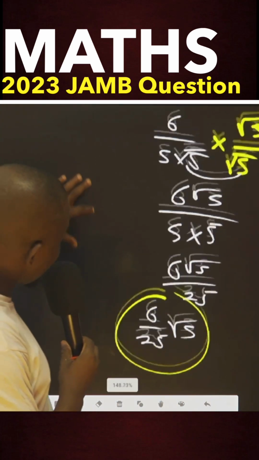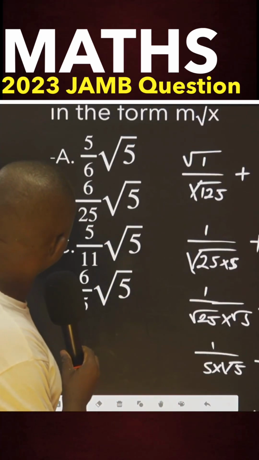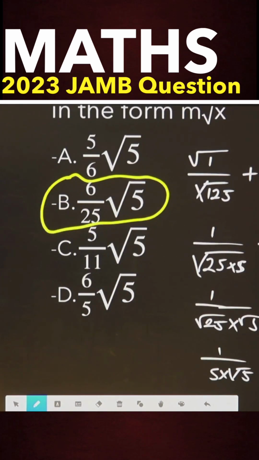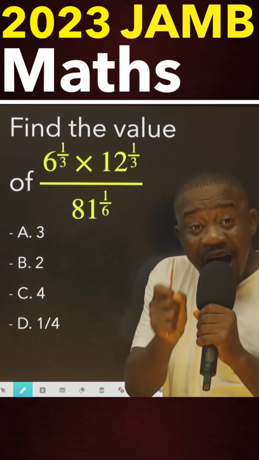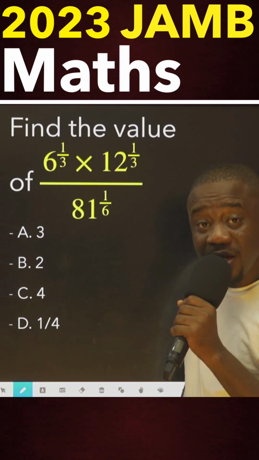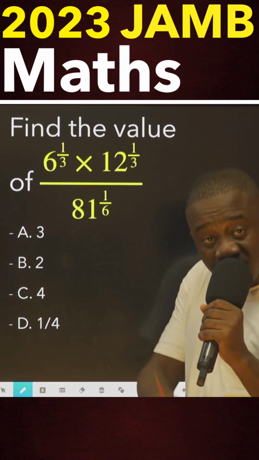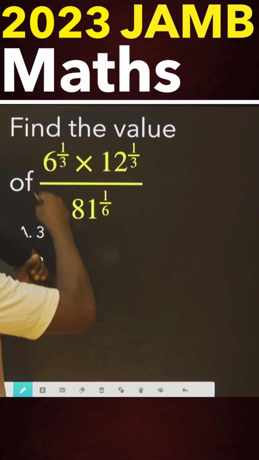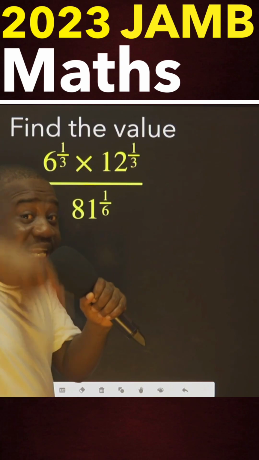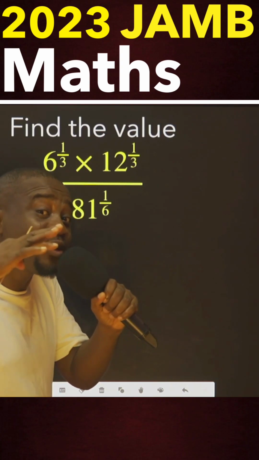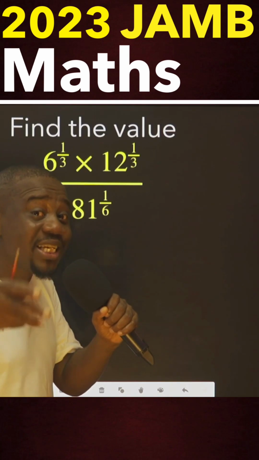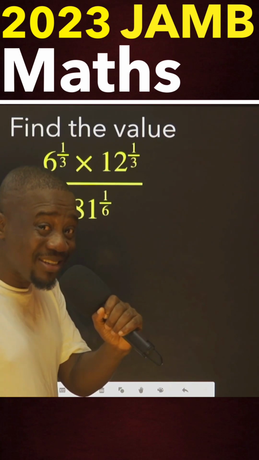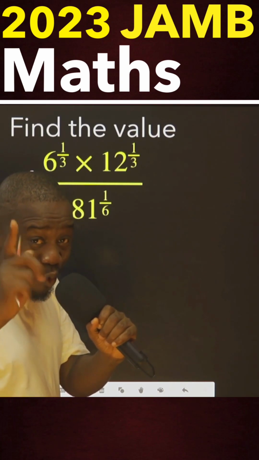Let's see. 6 over 25 square root of 5. B is the answer. Is it true you want to write JAMB? You don't know how to solve this? Indices? Where have you been? Come, let me show you. So you can see in this place, this is an indices question. In this TikTok channel, the first set of videos were what? Indices. More than 30 videos. If you don't understand indices, go and look at them. Don't waste your time. Let's see.